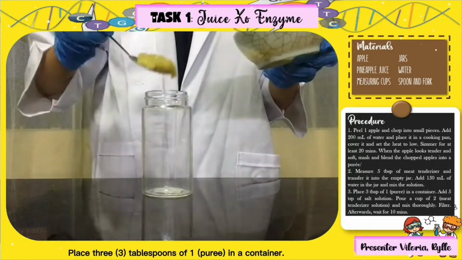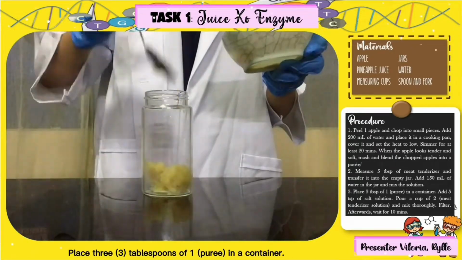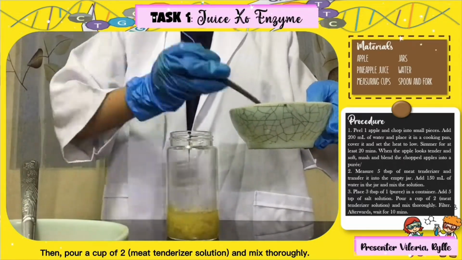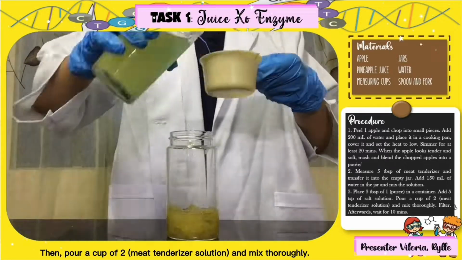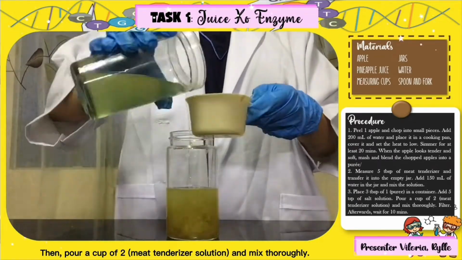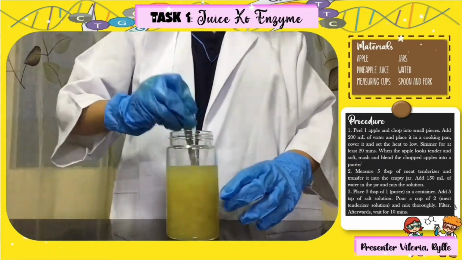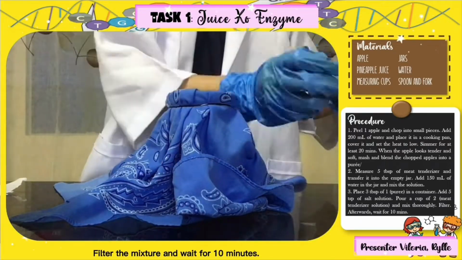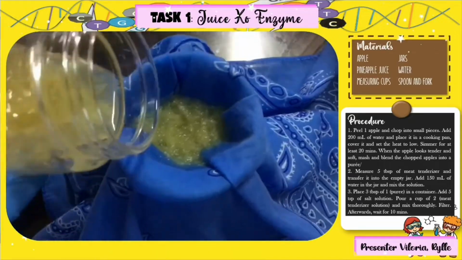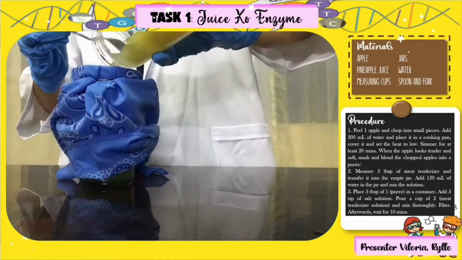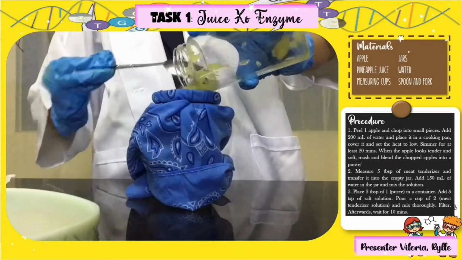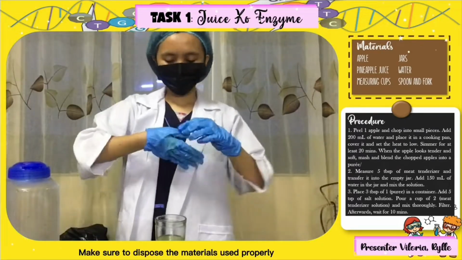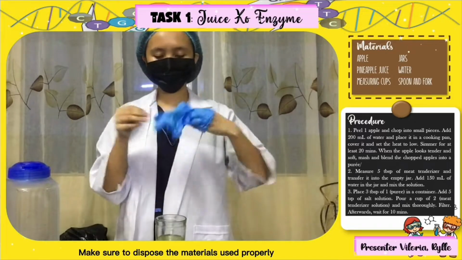Place 3 tablespoons of puree in the container. Then, pour a cup of meat tenderizer solution or the pineapple juice solution and mix it thoroughly. Filter the mixture and wait for 10 minutes. Make sure to dispose of the materials used properly.